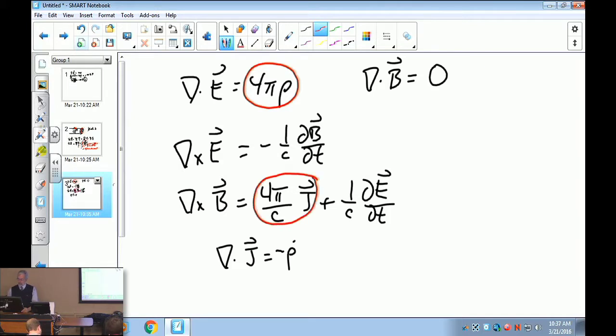And down here is J that causes a curling magnetic field. So rho enters into the divergence equation for E, but J enters into the curl equation for B. But now we have this thing which, on one hand, was introduced for mathematical simplicity, but there's a certain symmetry to it because there's a similar term for the curl equation for E, the time derivative of B.